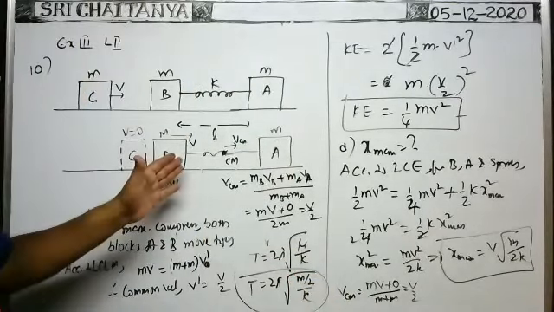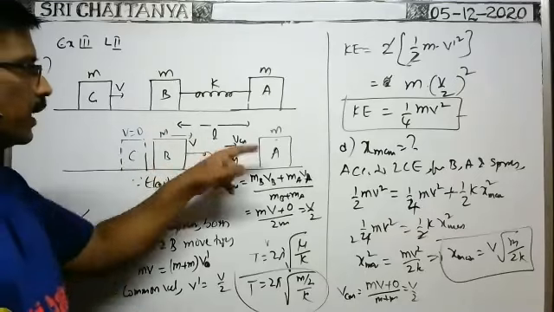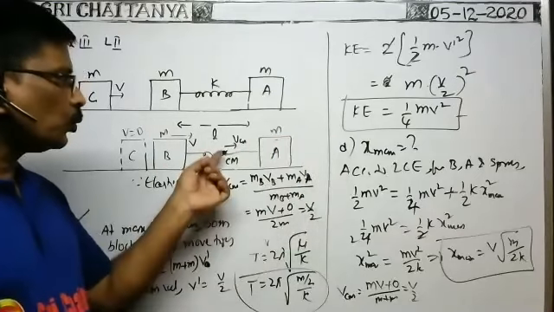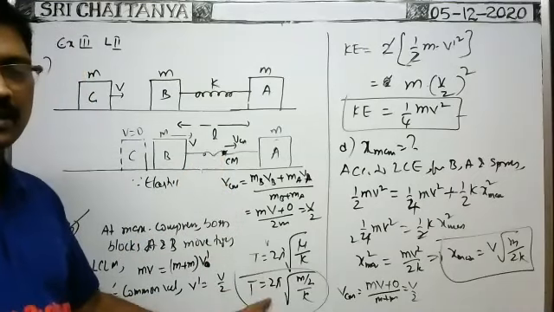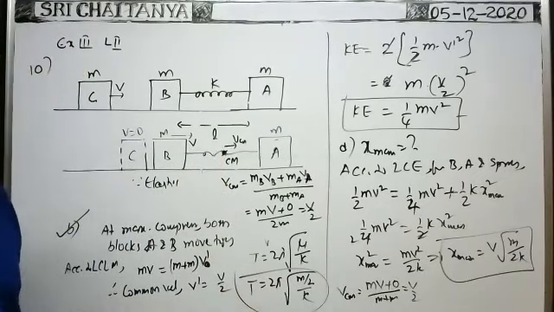But at the same time, the center of mass of these two blocks travels in the forward direction, and the two blocks oscillate about the central mass with the time period equal to this one. That is also a very, very important concept. Okay.